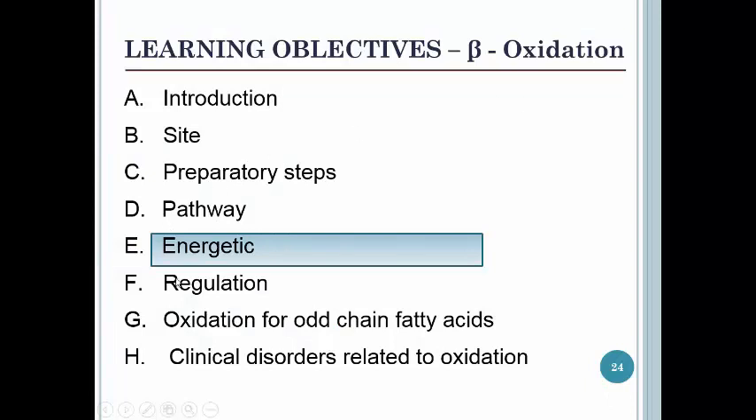Next in the topic, that is energetics of beta oxidation. As we all know, beta oxidation is the energy generating pathway from the lipids, right? Same as glycolysis in carbohydrates. So beta oxidation will produce ATPs.